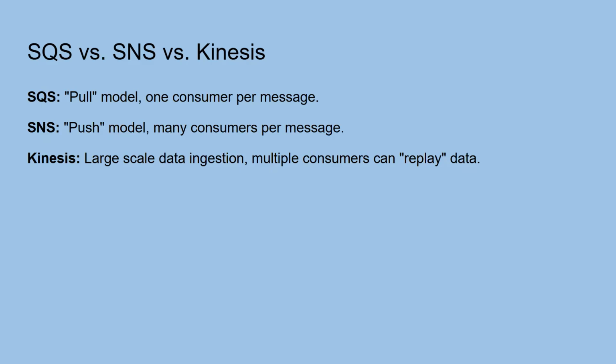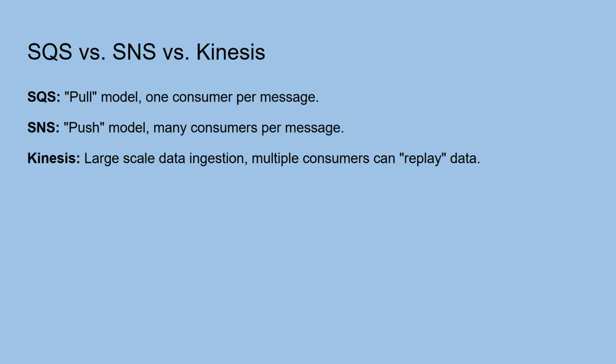So now, SQS versus SNS versus Kinesis. Here is another way to look at these. SQS is pull, SNS is push, and Kinesis is for large data ingestion. Again, multiple consumers can replay the data. SQS: one consumer per message. SNS: many consumers per message. And again, Kinesis is multiple consumers.